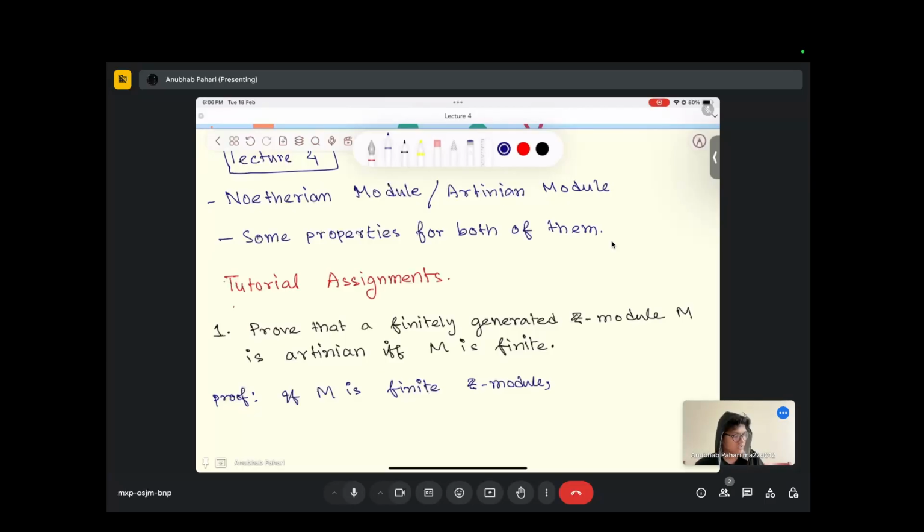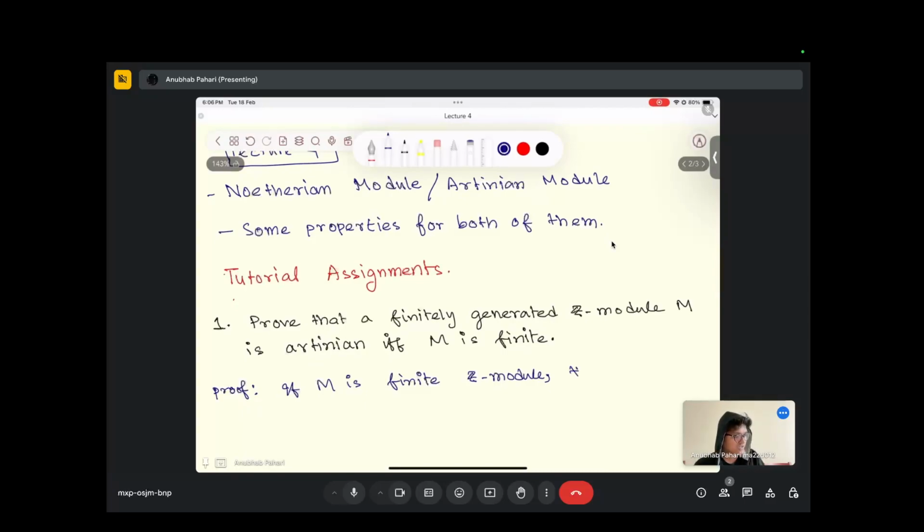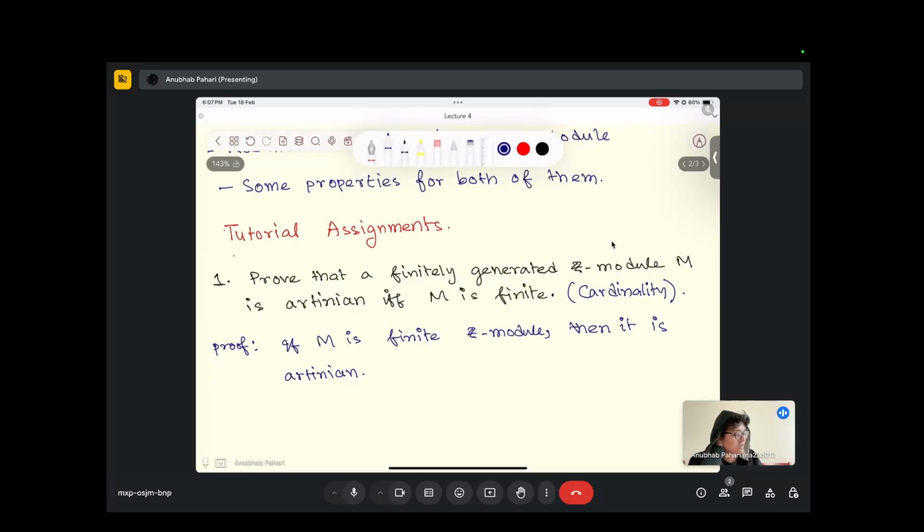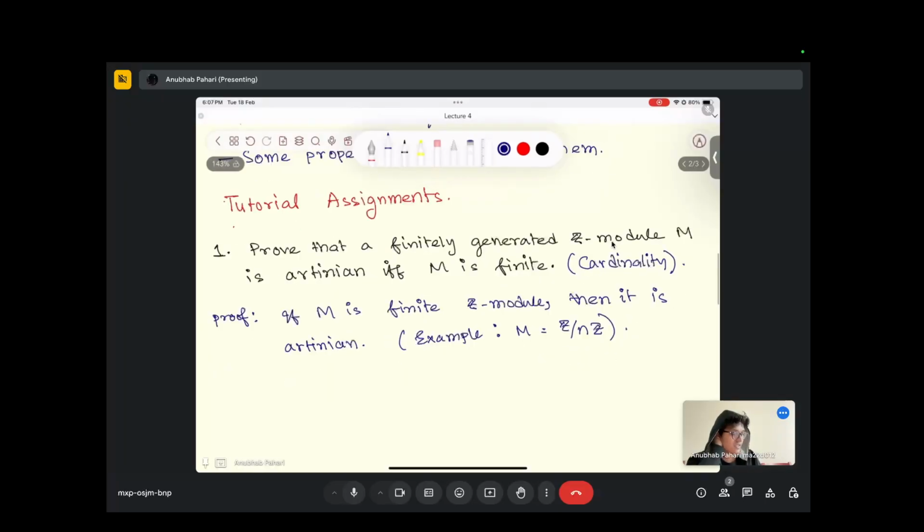then any descending chain you take, since it is finite, all the descending chains should be finite, so then it is Artinian. Here finite means cardinality is finite. That makes sense. So if there are only finitely many elements, for example, take M as Z by nZ.